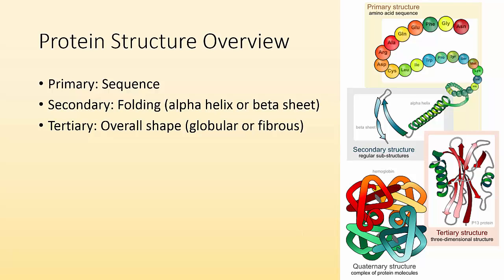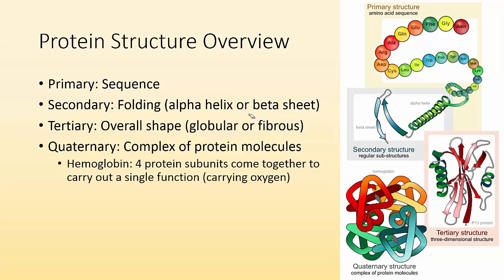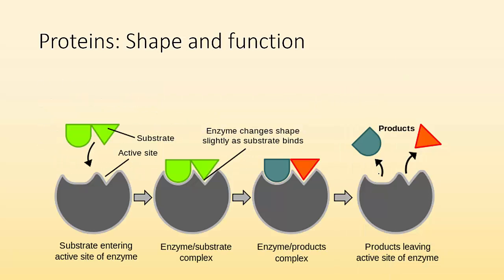And then we have this thing called quaternary structure, which I'm only going to mention briefly. It's basically a complex of protein molecules. So it's not just one molecule anymore. You've taken multiple protein molecules and had them interact to make one functional unit. So for example, hemoglobin is really made of 4 protein subunits that come together to carry out a single function, which is to carry the oxygen in the blood throughout your body. So even though this is made of 4 different chains, it has one function, and that would be its quaternary structure.